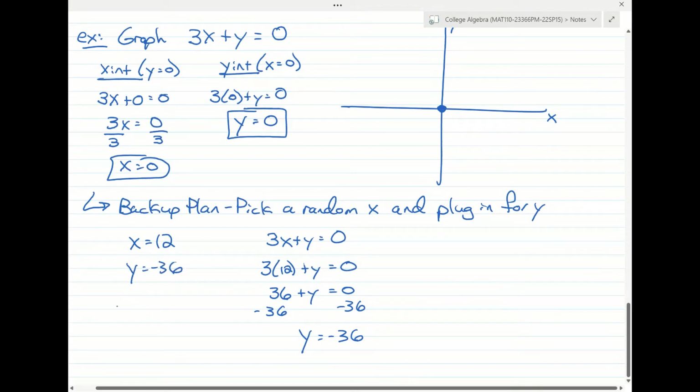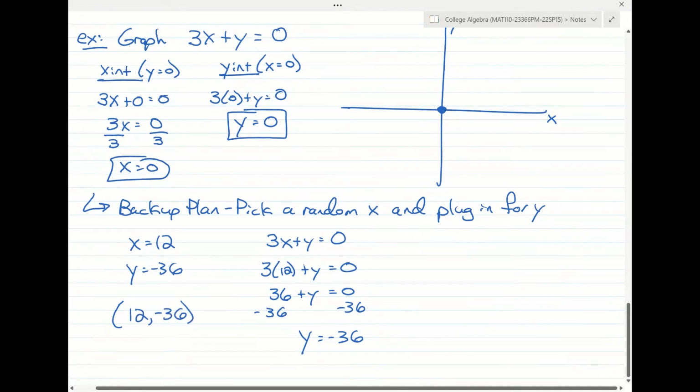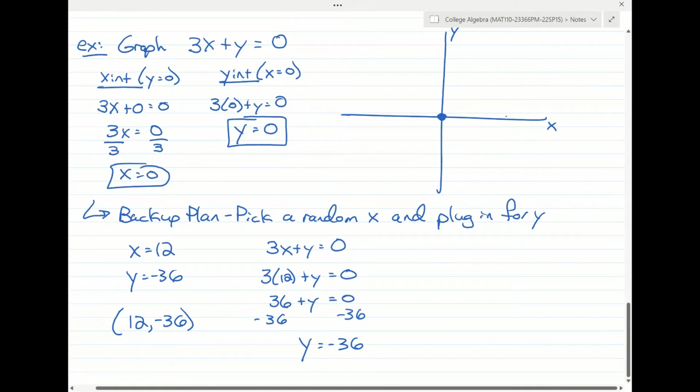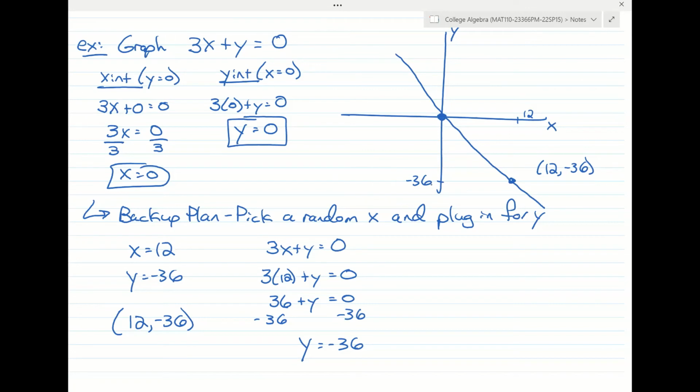So we couldn't graph the line before, but by picking a random x value, we get a point when x is 12 and y is negative 36. This would be the point 12, negative 36. And the line would look something like this. In the test, it'll work out. You're not going to have something equals 0. It'll be similar to the first example.